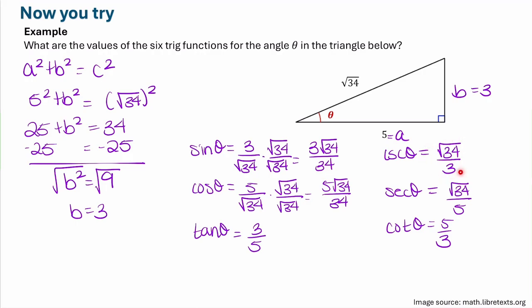And then when you do the reciprocals, you actually don't have to do it on the rationalized version, because if you do that, your radical is going to be in the denominator again. So you want to go back to the version you originally wrote, the opposite over hypotenuse, and then just flip that one when you get the reciprocal. Okay, so you can see here I have all 6 trig functions listed out for this angle theta.